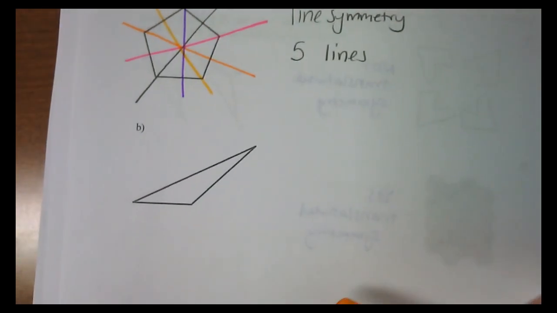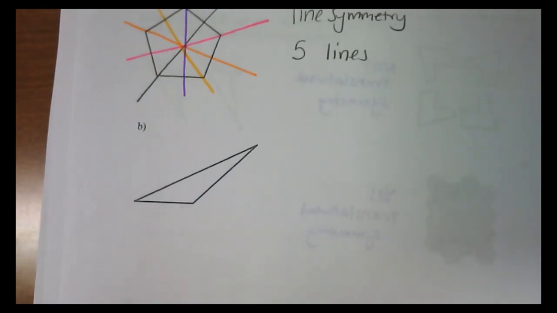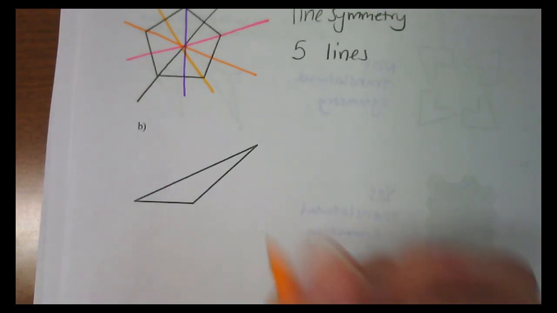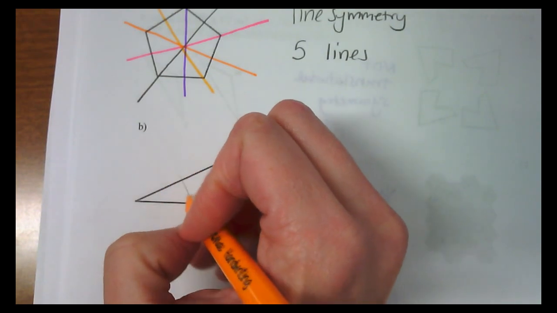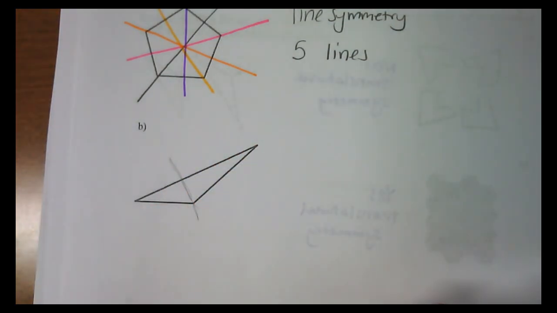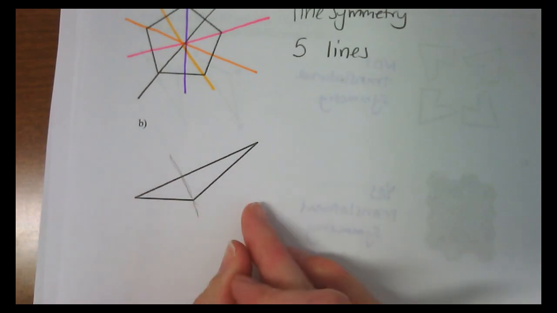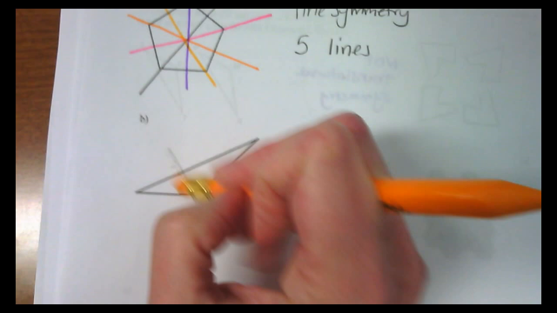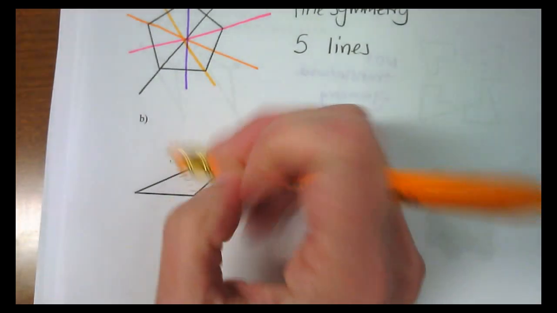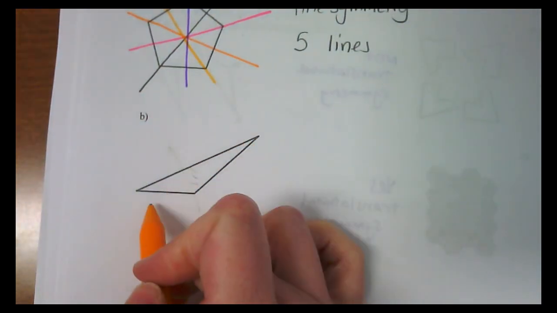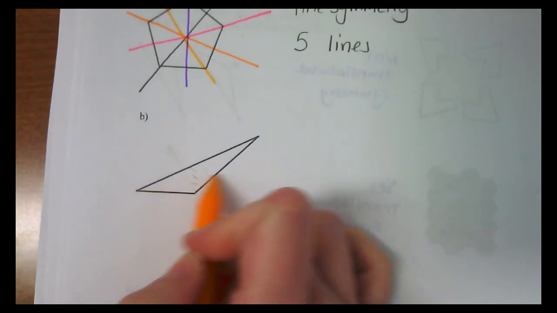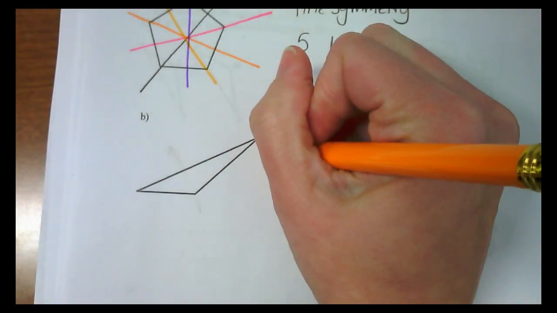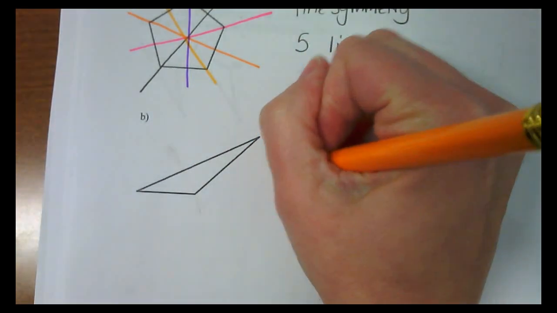Okay, for B, I cannot fold this in half and get a symmetric figure. If I tried to fold it through this vertex, when I folded it over, this side is much larger than this one, so they wouldn't line up perfectly. I can try a few different things. I could try to fold it this way, but they're not going to line up. I could try folding it this way. It's not going to line up. So this one, it does not have line symmetry.